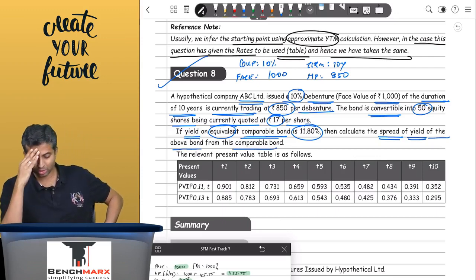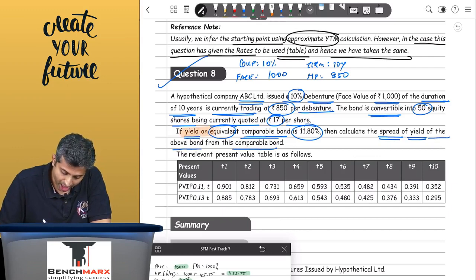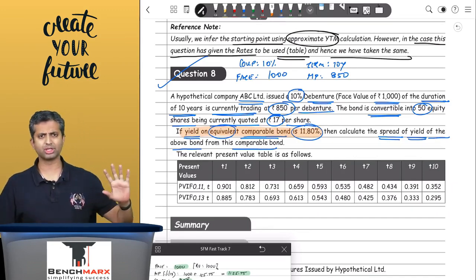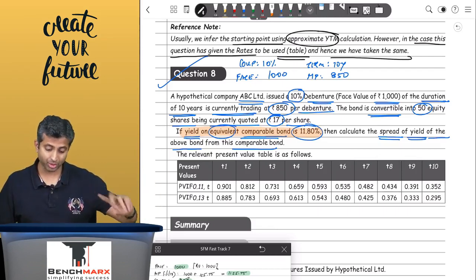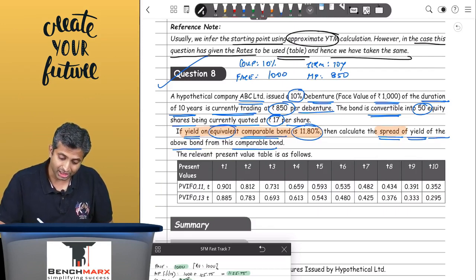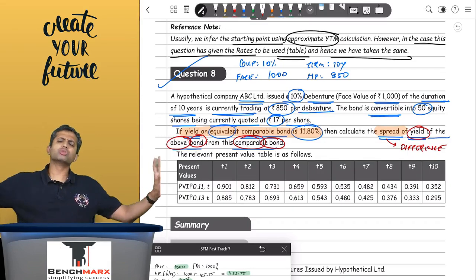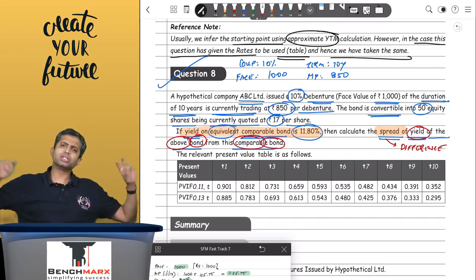Sir, what is written over here? It is written that the yield on an equivalent comparable bond is 11.8%. So a comparable bond will have 11.8% return. Calculate the spread. Spread is a technical word for difference. Spread means the difference. Calculate the spread, that is, calculate the difference of the yield of the above bond from the comparable bond. Sir, we can assume that the above bond is also having a yield of 11.8%.